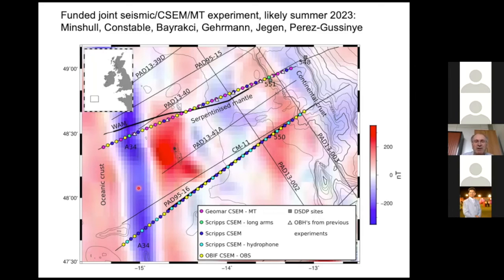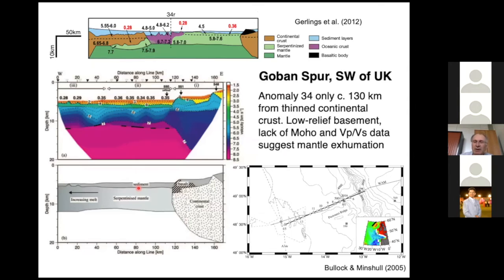And we do have a bit of information on what's in between from some work we did, again, about 20 years ago. So here, the sediment's rather thin. So you do actually record S waves if you put down ocean bottom seismometers. And based on those P and S wave velocities, we interpret that there is a region here of exhumed mantle.